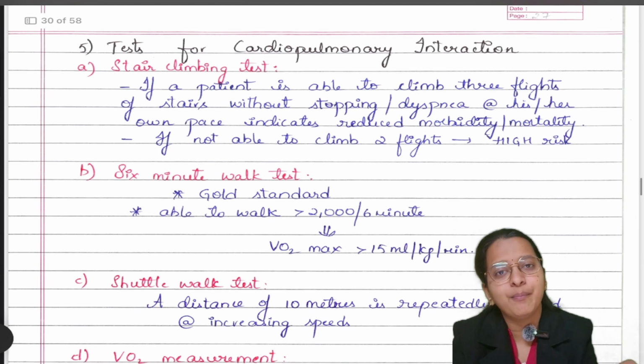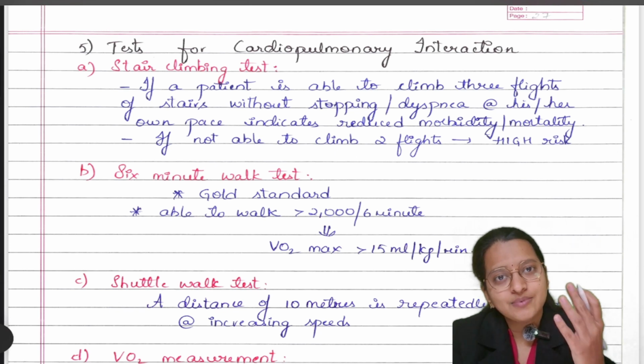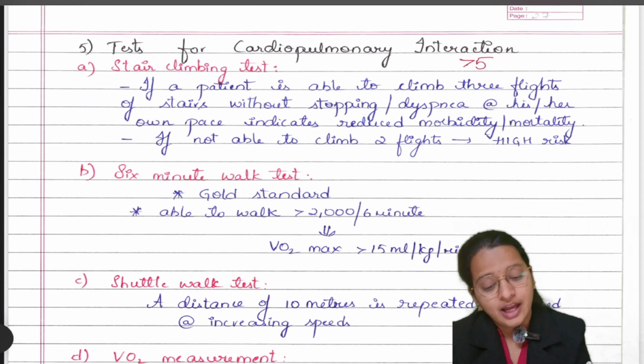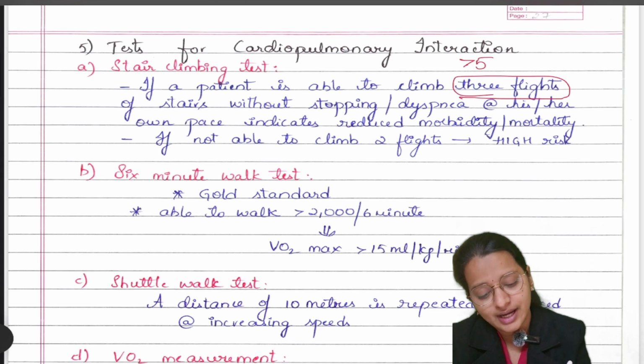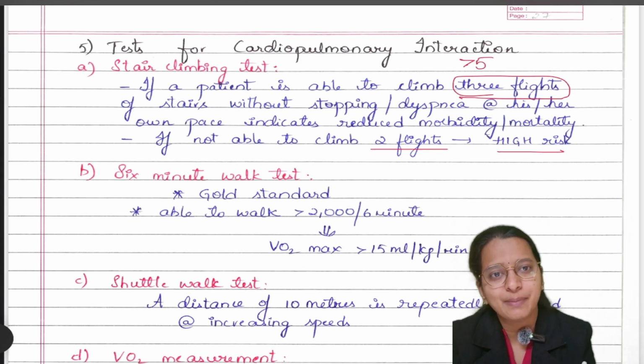Tests for cardiopulmonary interaction include the stair climbing test, which means the patient will climb some flights of stairs. If he can climb greater than 5, that is very good. If he can climb at least 3 flights, he is less prone to morbidity. But if he can't manage at least 2 flights of steps, that means he is a high risk patient.